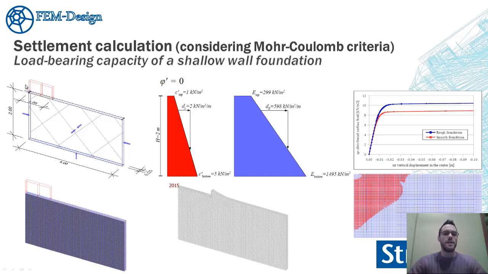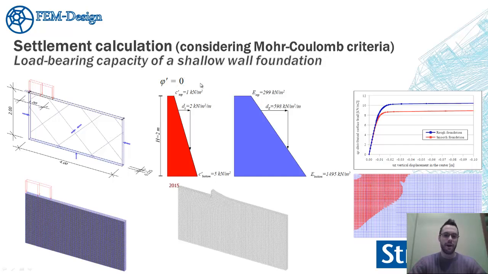And if we increase the load at the top of the soil, up to some amount of load values, the behavior is almost linear. Then based on the plastic behavior we reach the load bearing capacity of this shallow foundation, and we have endless settlements at a certain amount of load levels.